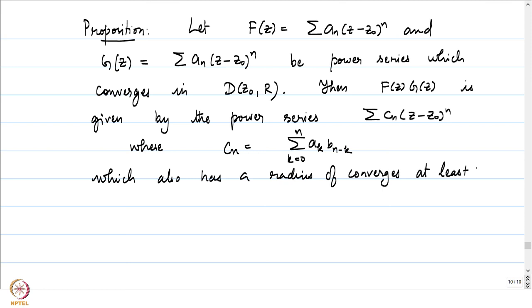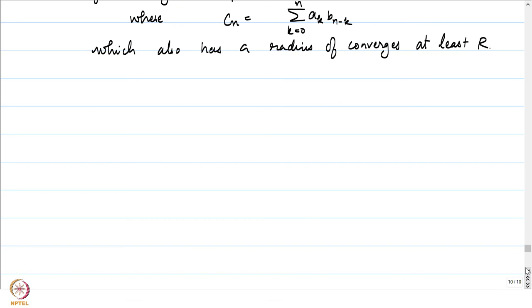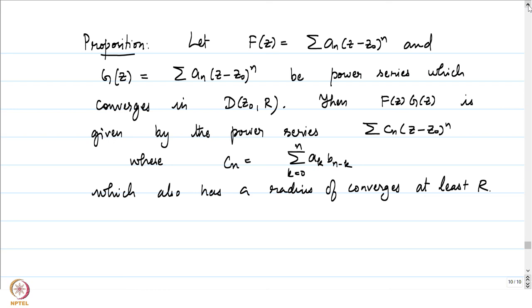Let's give a proof of this statement. Let me read the statement out for you once more. It says the following: if you have two power series expressions, f of z is summation a_n into (z minus z_0) to the power n, and g of z is summation b_n into (z minus z_0) to the power n. If you have two such power series, then the Cauchy product, which is given by this power series, where c_n is expressed in this manner, is going to be a power series which will also converge in a disk of radius r.